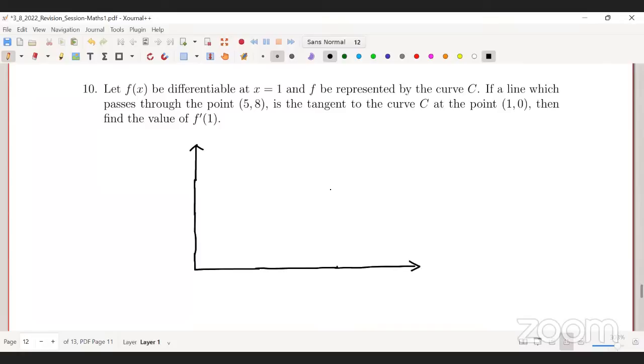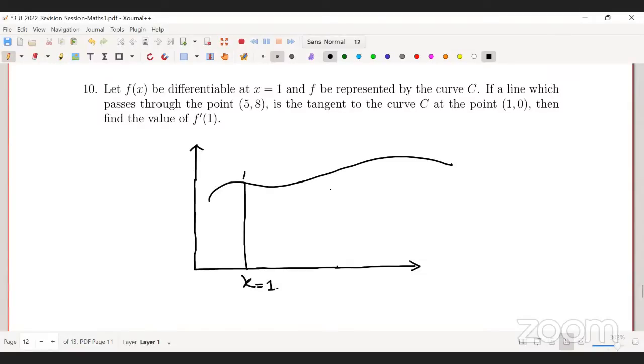We need to find the slope of the tangent to the curve at x equal to 1. In this question we are given a curve which is differentiable at x equals 1. Yes, correct. This is the given curve, and this is the tangent.